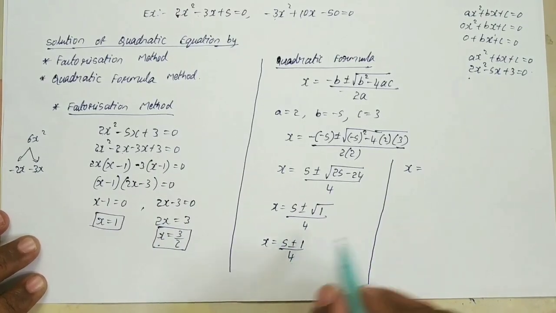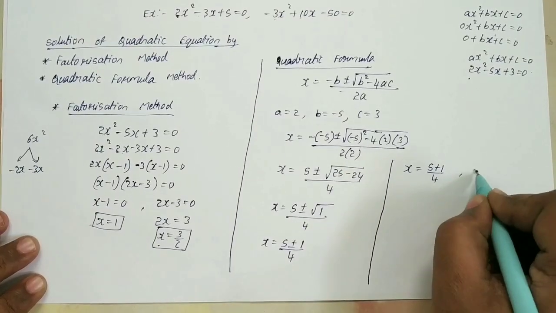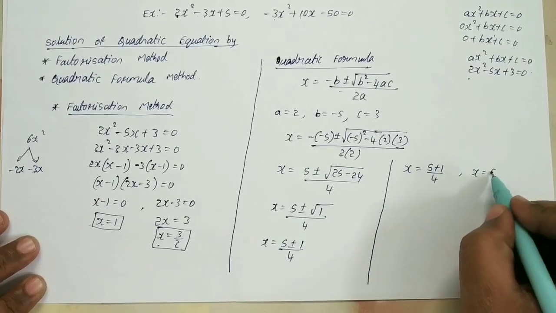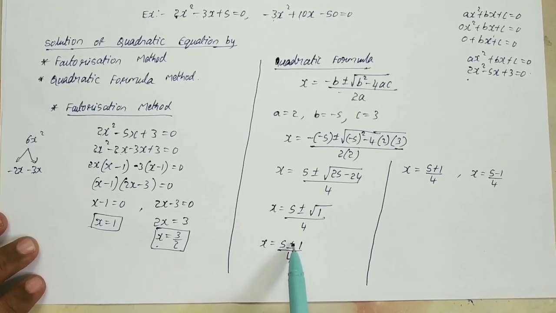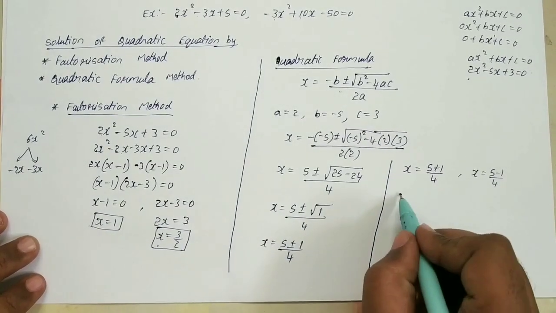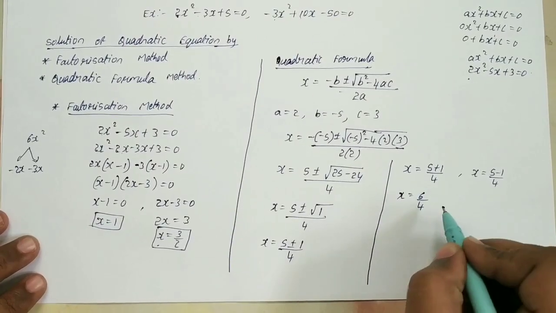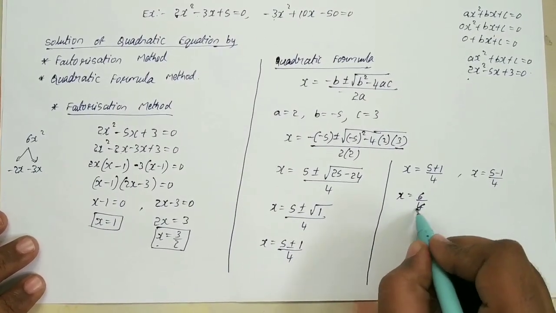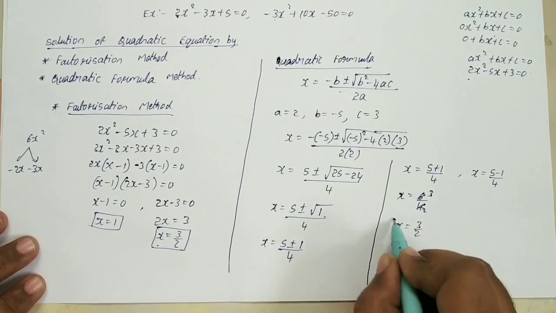Next, I will solve here. So here we have plus or minus, right? I will take plus first: 5 plus 1 divided by 4, then one more we have with minus: 5 minus 1 divided by 4. I am splitting, right? First I took plus and next I took minus. So what will you get? x is equal to 5 plus 1, 6, divided by 4, right? So then what will it become? 2 2s are 4, 2 3s are 6. So the value of x is 3 by 2.